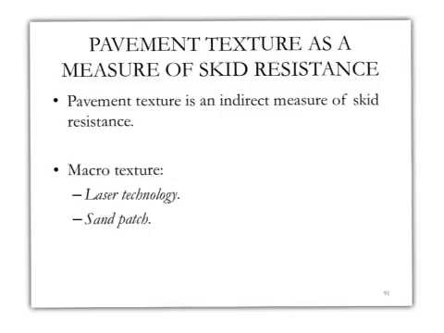Another thing that we need to discuss while we're measuring skid resistance is the pavement texture. Pavement texture is really a good indicator to measure the skid resistance. So we talked about macro texture before, and to utilize this concept of macro texture, we need to talk about two different technologies that can be used to measure the roughness and the skid resistance of the road. The very first one is the laser technology versus the sand patch.